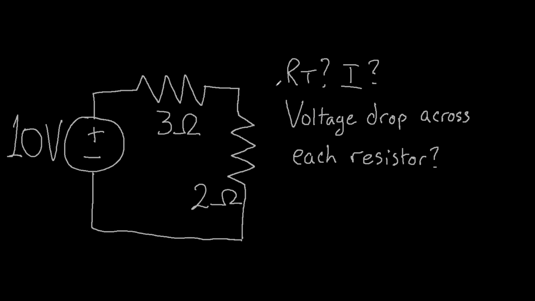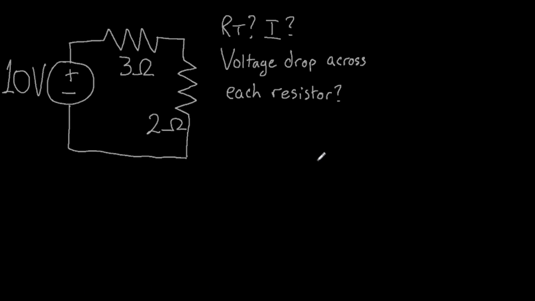You need to find the total resistance, the current flowing through the circuit, and the voltage drop across each resistor. Pause the video if you need to and work on the solution. Now let's solve the problem.